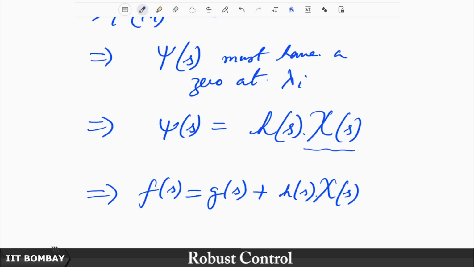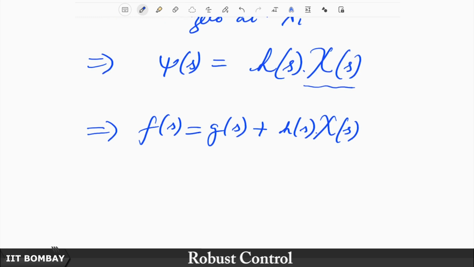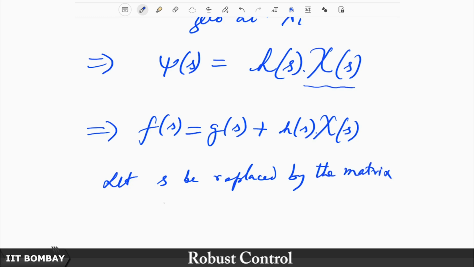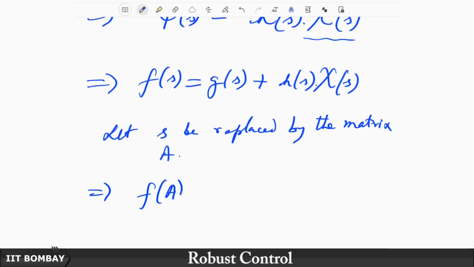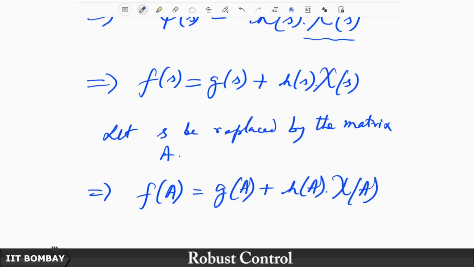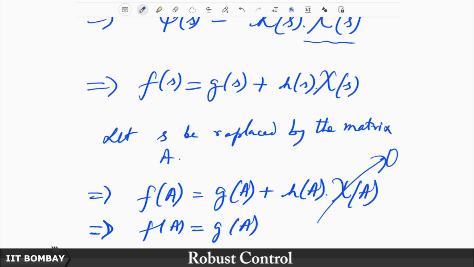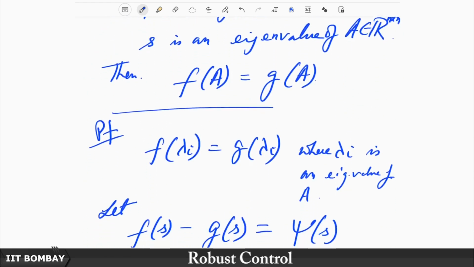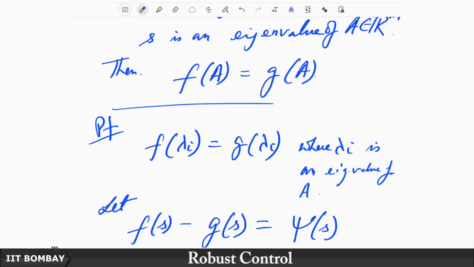Now how does this help? You might wonder. So now if I substitute s by the matrix A, then we have that F(A) is equal to G(A) plus H(A) times chi(A). But by the Cayley-Hamilton theorem we already know that this fellow must vanish. So, you have that F(A) is equal to G(A). In other words, we have eventually ended up proving this claim that we just made a while back, to the effect that if a function agrees with another function on the spectrum of a matrix, then those two functions must be equal when you pass on the matrix itself as the argument.